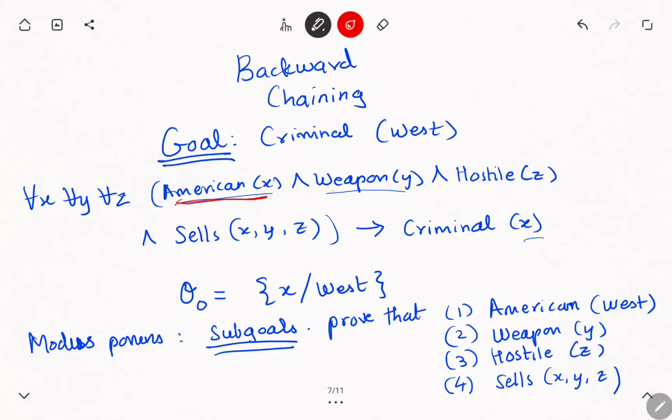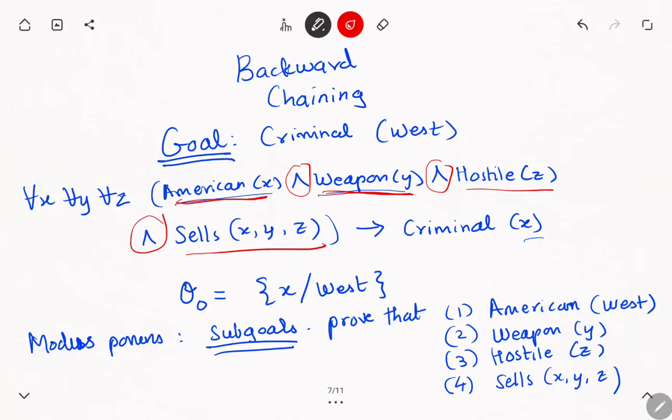So this was the first sub goal, this was the second sub goal, because all of them are combined with ands over here, right? So these are all the 4 sub goals. If it was something like only one particular predicate implies criminal X, then only one sub goal. If there were one predicate and a second predicate, then there would have been 2 sub goals, and so on. So I hope backward chaining is clear to you.